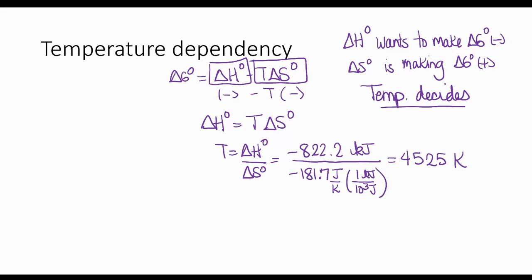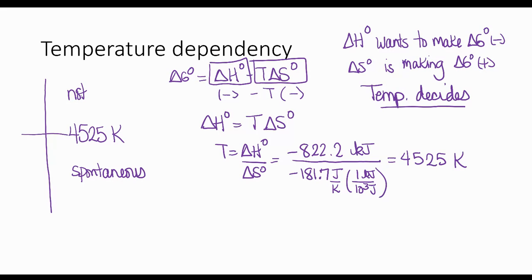Now let's think about this. Okay, that ridiculously high temperature. And so let's take a look. In this case, if we want delta G to be negative, we would want temperatures below this number because we want delta H to be dominating. So below that temp, this is going to be spontaneous. Above, not spontaneous.